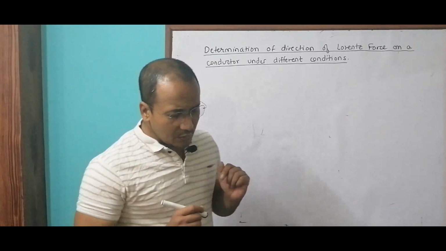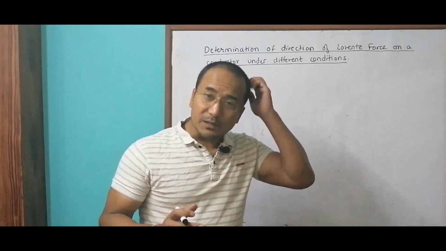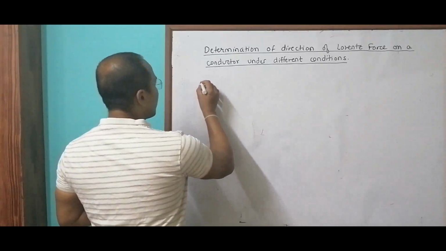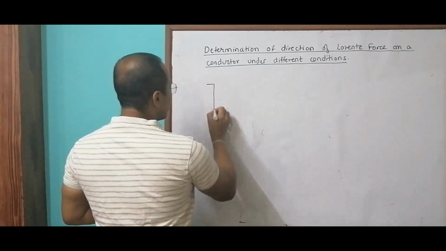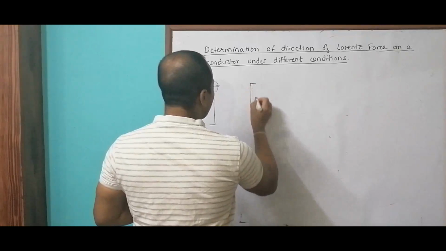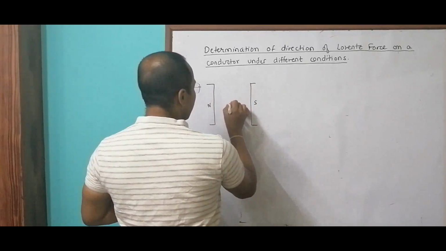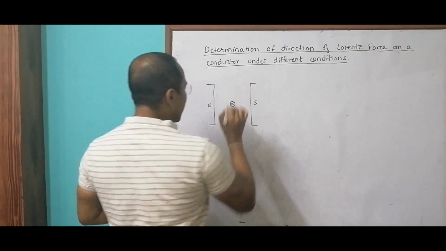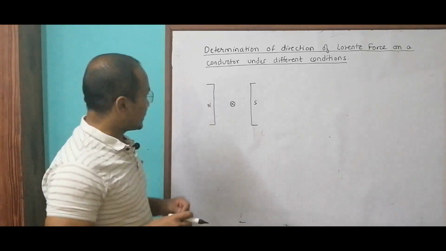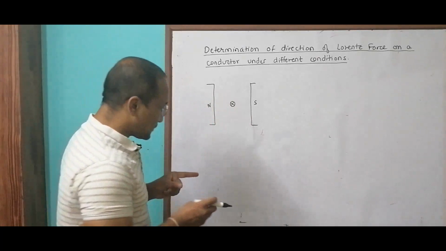So now we will do this for several cases, every possible case. In the first case, I have a magnetic field like this. This is the north pole of a magnet, this is the south pole of a magnet, and our conductor is like this, with current going in that direction. The magnetic field goes from N to S, so it will be like this. This is the direction of the magnetic field.